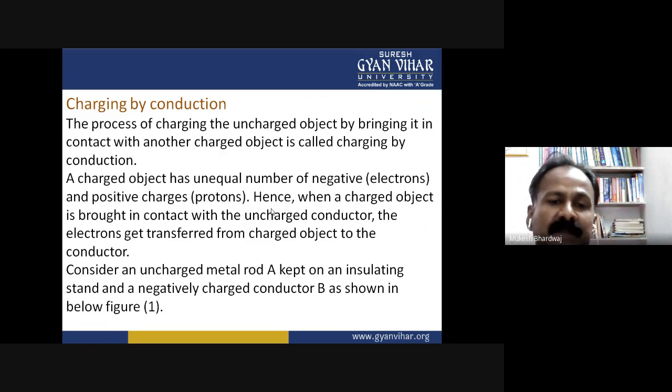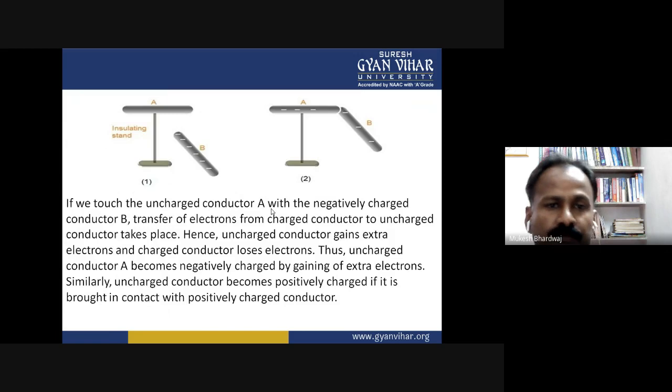Consider an uncharged metal rod A capped on an insulating stand and a negatively charged conductor B as shown in the figure below. This is the figure in which one rod is on an insulating stand, totally uncharged, and rod B is charged with negative charge. When you make rod B contact rod A, the charge will get equally distributed or transferred to rod A. So this is called the charging method by conduction.